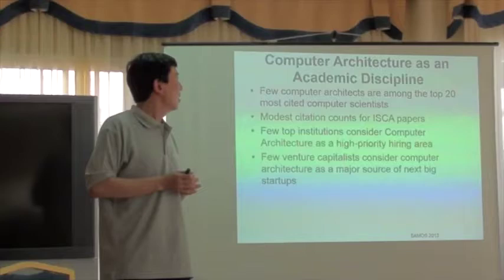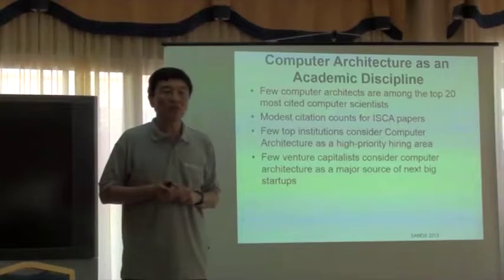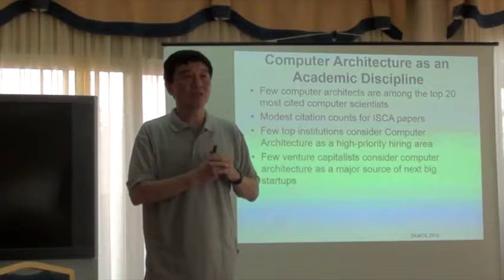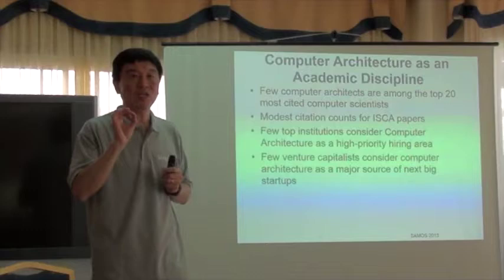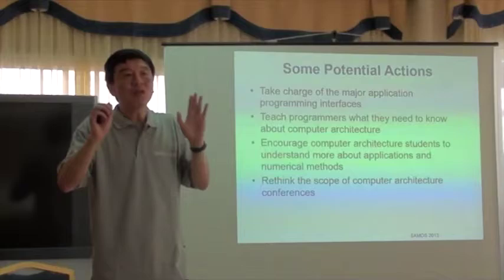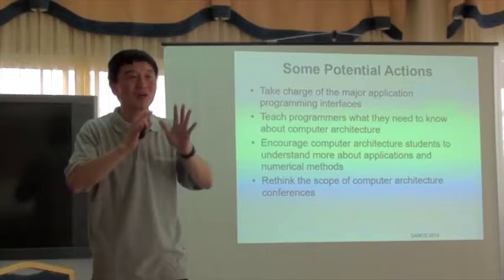The second one is, if you look at the citation index for the ISCA papers, this is what people call the impact index. And we are not categorized as the high index publication anymore. Our papers tend to have fairly modest number of citations. We can argue all day long why that's the case, why it may or may not matter, and so on. In fact, I'm hoping that we'll have a little bit of discussion right here.